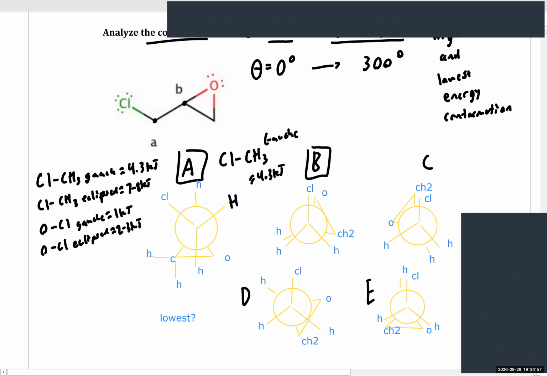Okay, what about structure B? What interactions do we have? Structure B is pretty high in energy, all things considered. So we have a chlorine oxygen. Is it gauche in structure B or eclipsed? Eclipsed. So we have a chlorine oxygen eclipsed. So that costs us about 2 kilojoules. What else?